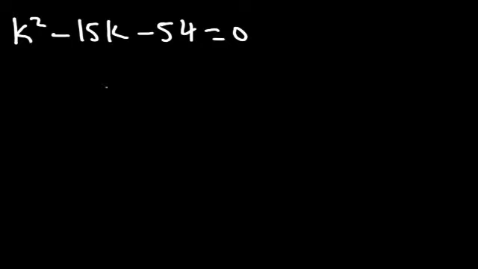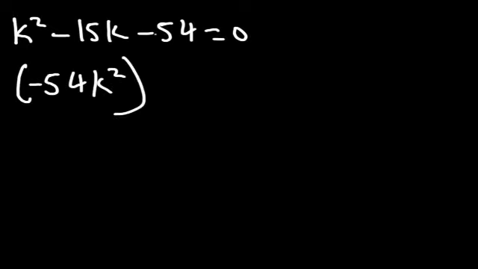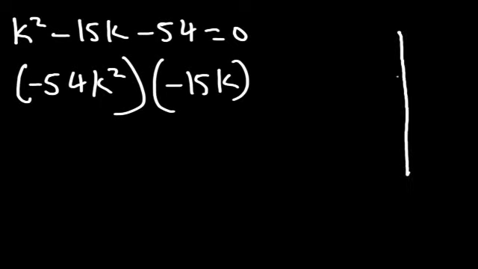So just like before, let's try to multiply this and this together. Multiplying it, we have minus 54k squared, and the middle term turns out to be minus 15k. So let's try to see those two values that will work. By the way, if you already know the two values, you can keep on doing the others.